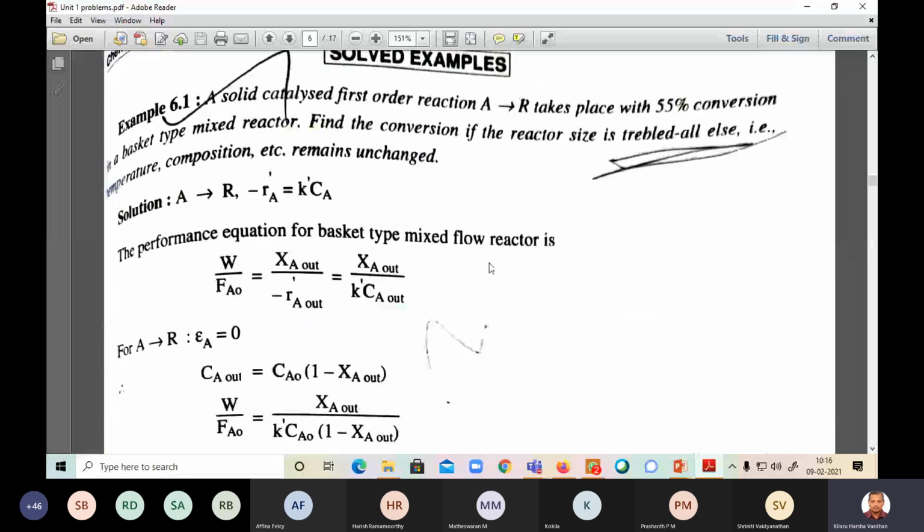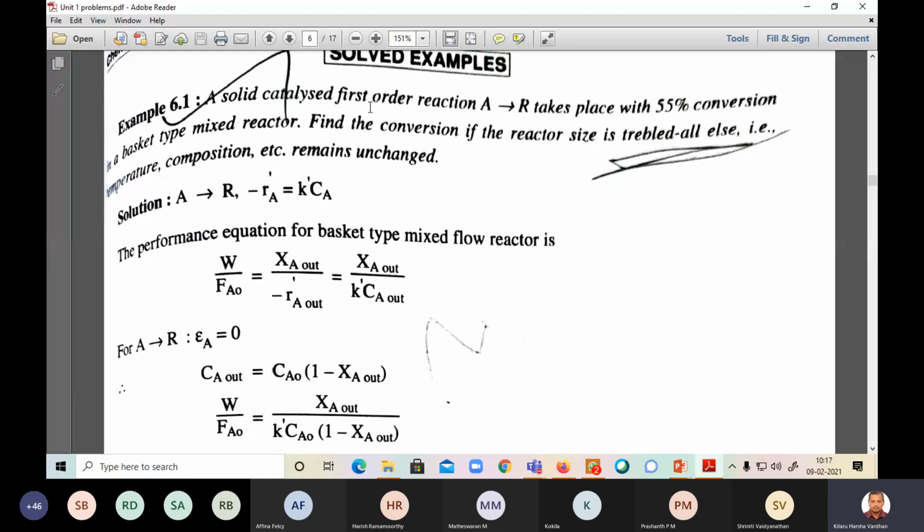We'll do one problem now. Yeah, please take down this problem. It's a very important problem. A lot of times they gave in the exam. A solid catalyzed first order reaction A gives R takes place with 55% conversion in a basket type mixed reactor. Find the conversion if the size is tripled. Else, rest of the thing is same. That is temperature, composition, etc. remains unchanged. So write this reaction problem.